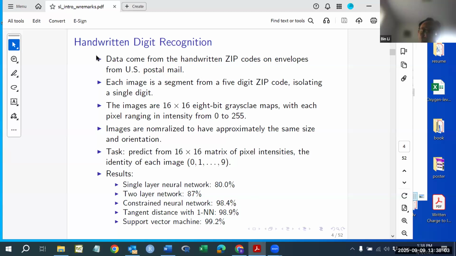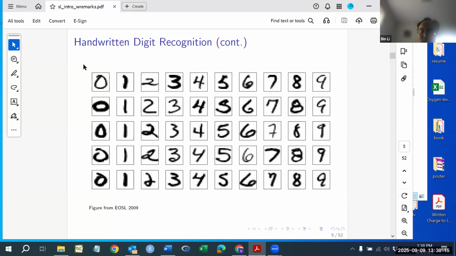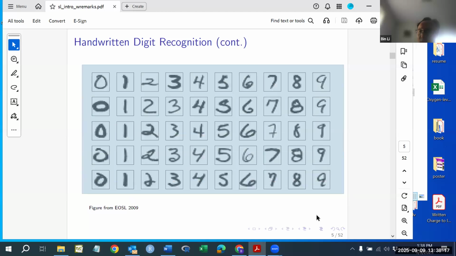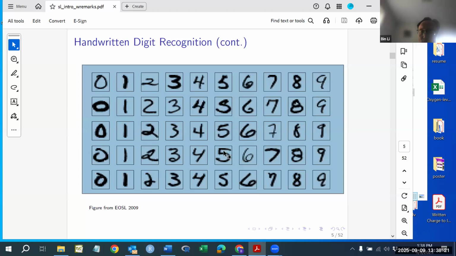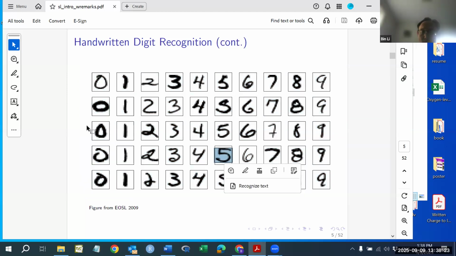And another is the digit recognition. This is a famous data set from the USPS. And these are the handwritten zip codes. You can see this is the data we have. So these are the image data.